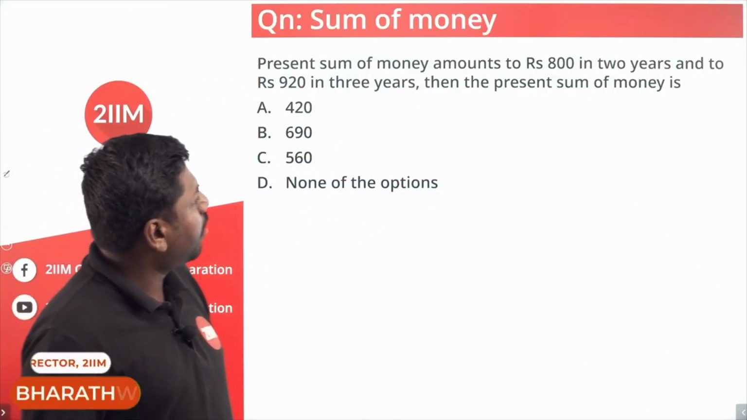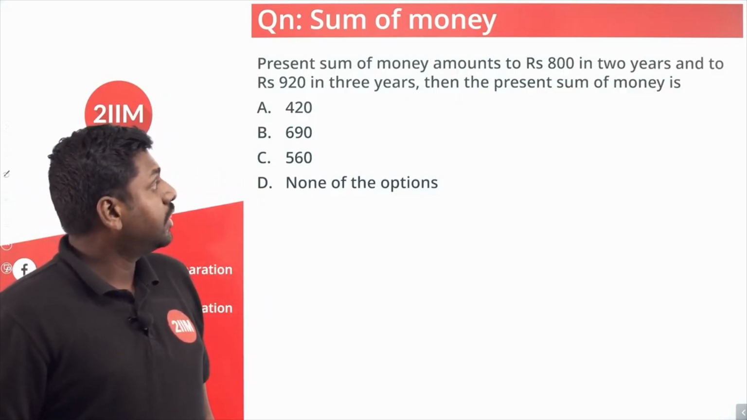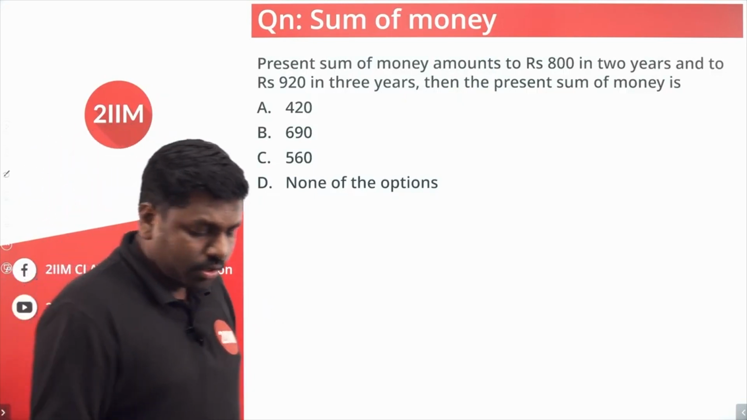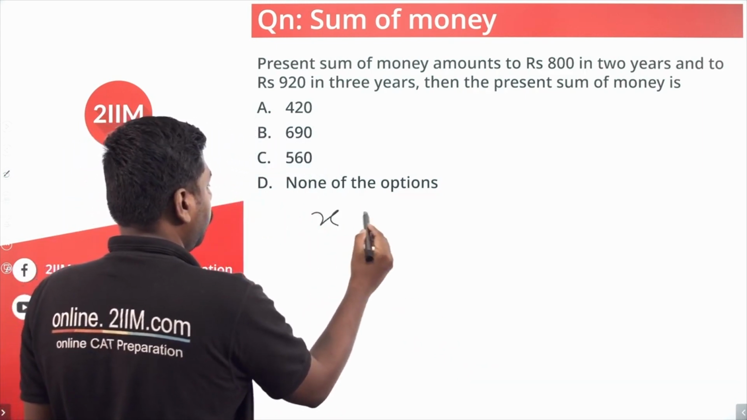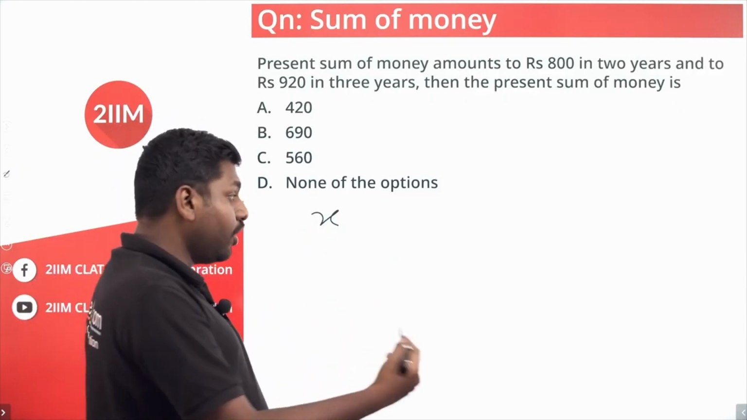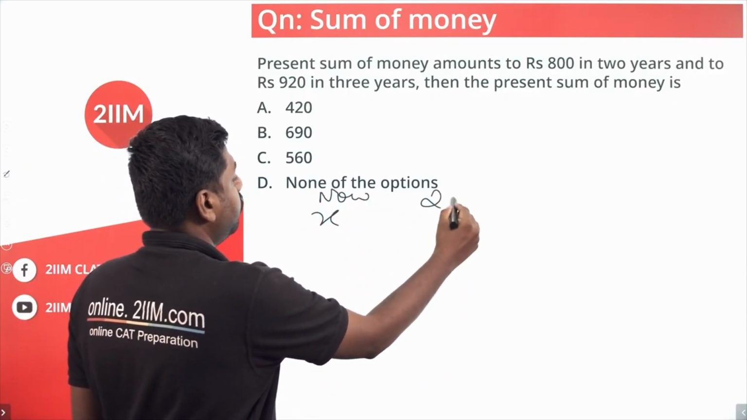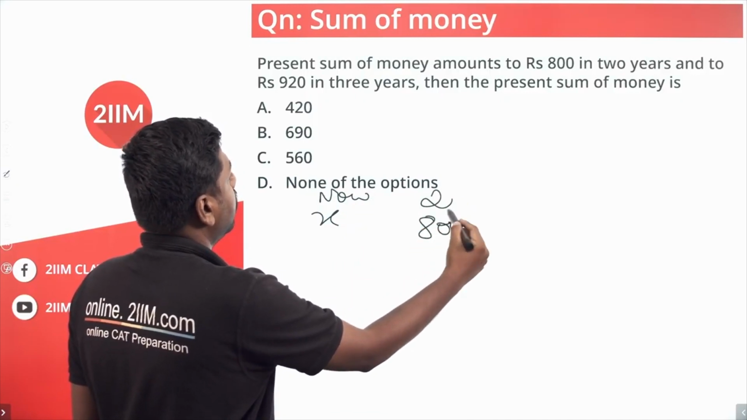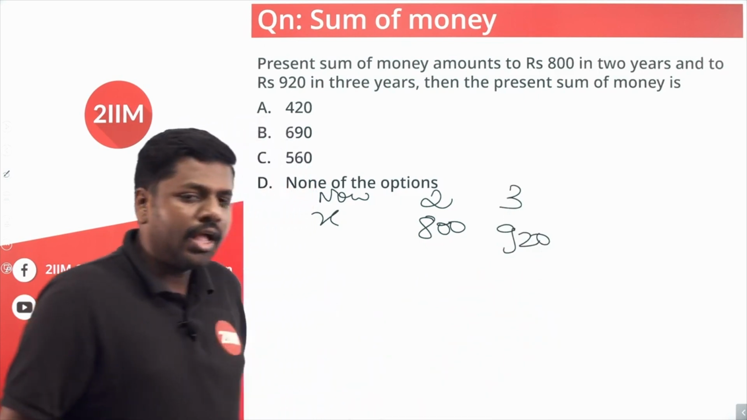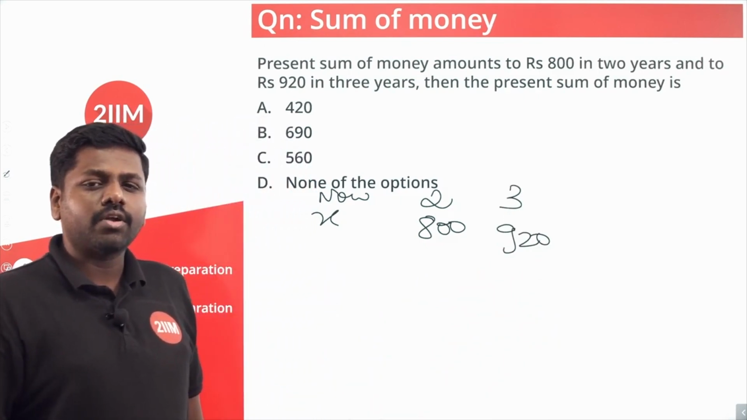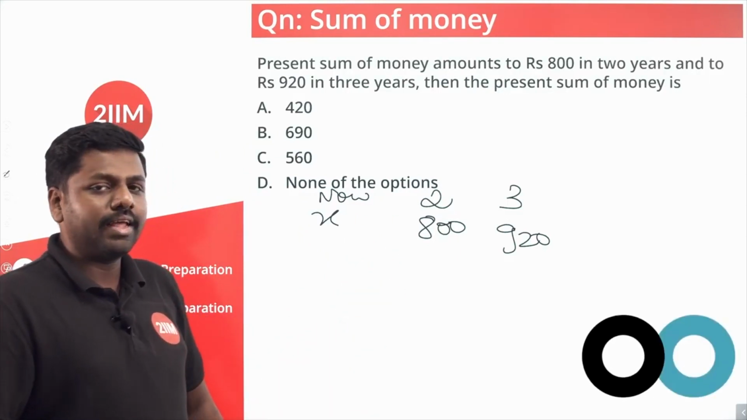Present sum of money amounts to 800 in 2 years and 920 in 3 years. Then the present sum of money is what? So you have some amount of money now, and at the end of 2 years you have 800. At the end of the third year, you have 920. It's not given if it is simple interest or compound interest, but we'll get there when we get there.